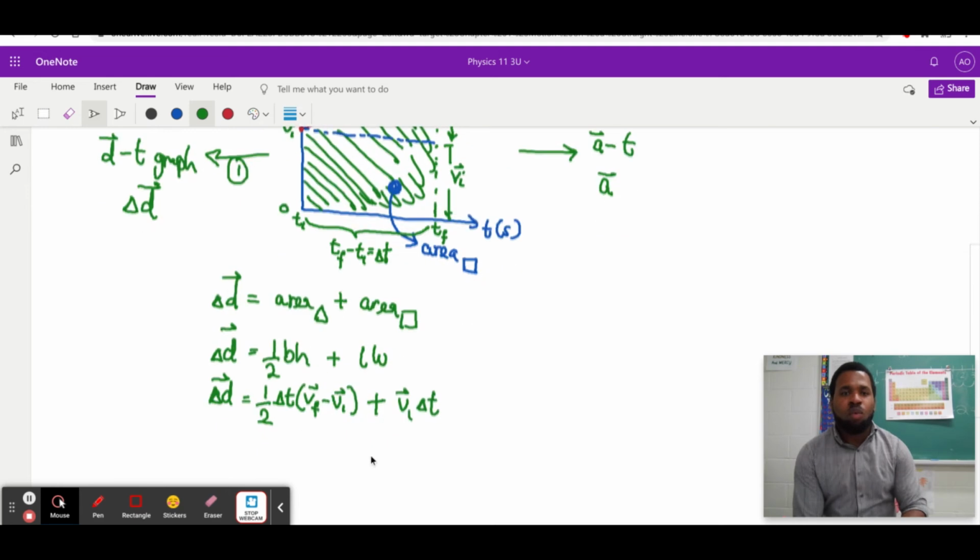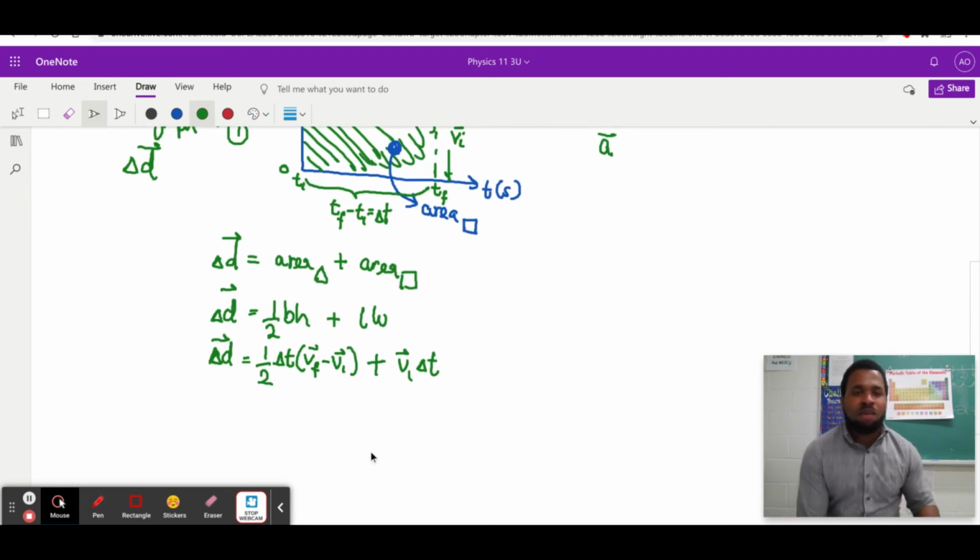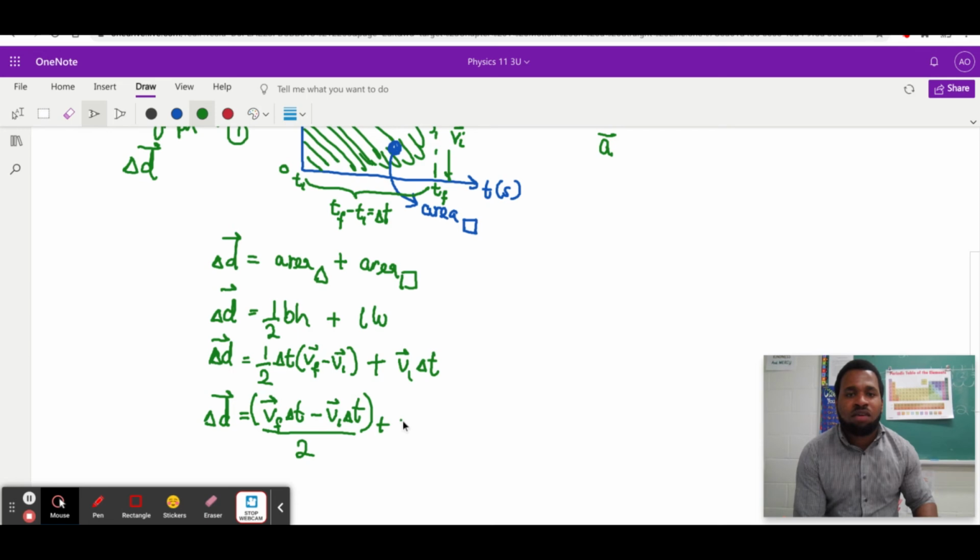And so once we have these two taken care of, our next step is to do the following: expand our change in time into the bracket. And so therefore, in here, our change in position, which is our displacement, is equal to, take note of, v final times change in time minus v initial times change in time. And take note that all this is divided by 2. And on the other hand here, we have plus v initial times our change in time.